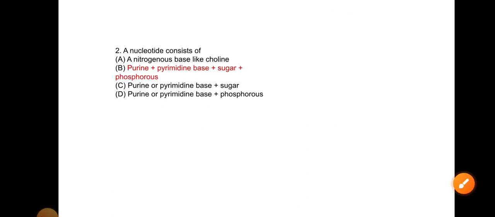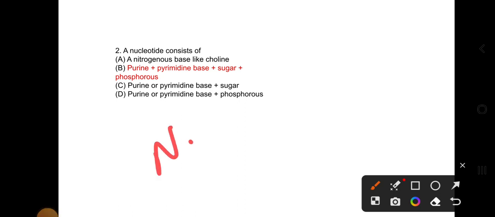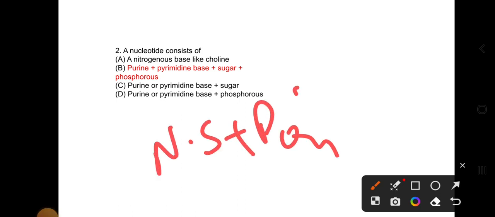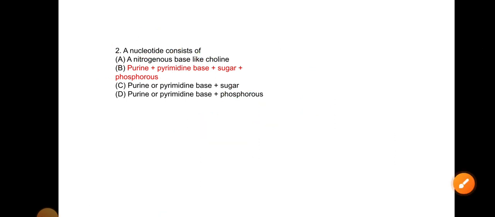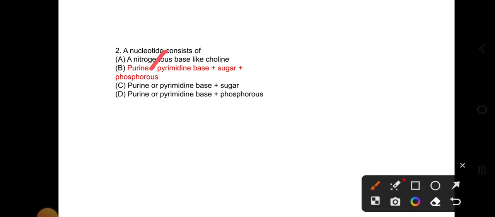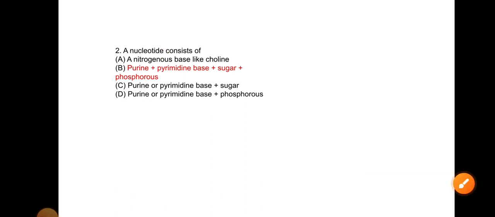Second is nucleotide. Whenever phosphate comes with nucleoside, say for example, we had some nucleoside plus phosphate, PO4 2 negative, attached to it. So this purine plus pyrimidine plus sugar plus phosphorus, this is a nucleotide. Okay, it could have been purine/pyrimidine or purine pyrimidine, anything like that. So whenever phosphorus is present, it's called nucleotide. Whenever phosphorus is absent, it's called nucleoside.